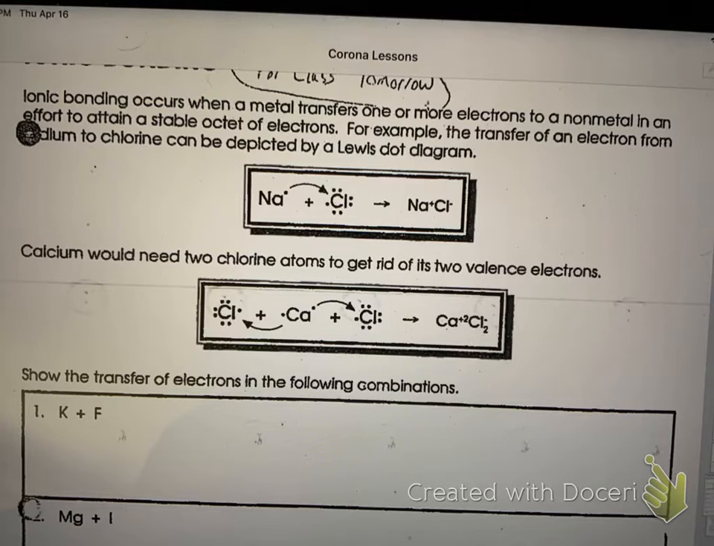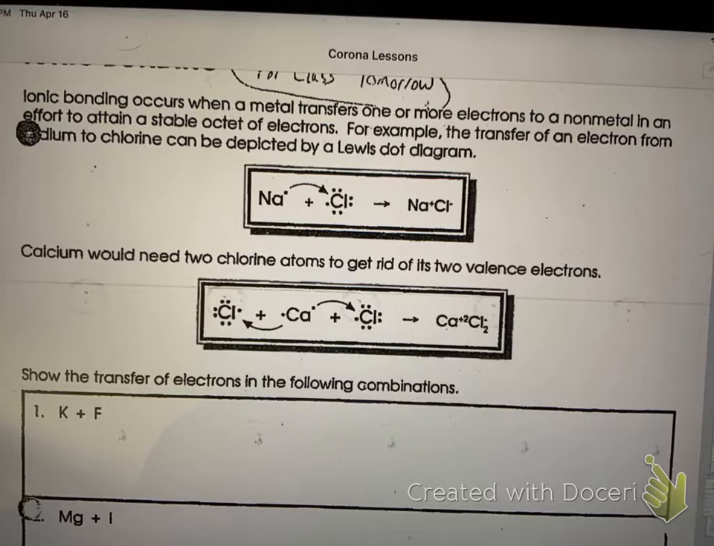So let's take a look at this worksheet right here. Now, when you look up at the top, we've got sodium and chlorine. Sodium has 1 valence electron. When you look at sodium on your periodic table and you go up to the top, you see it has 1 valence electron. So when you draw the Lewis dot structure, you put the 1 dot. Now let's find chlorine. When you go find chlorine on the periodic table and go up to the top, it says it has 7 valence electrons.